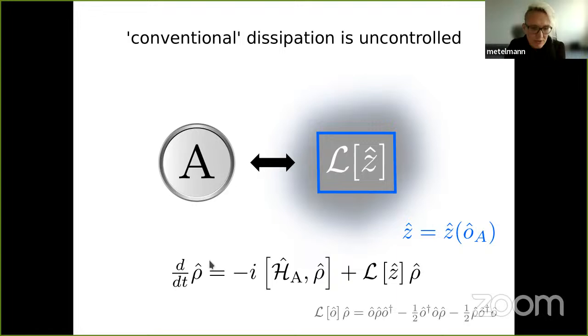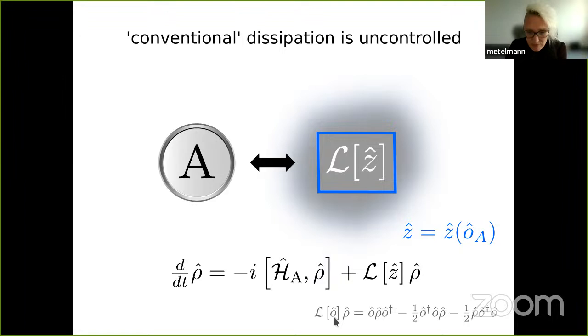So rho is here really just the state or the density matrix of our system A, is given by some part which can be coherent evolution, which is a Heisenberg or von Neumann equation. And in addition, the influence of the bath comes in mainly in this last term, which is our Lindblad operator. It's a superoperator, meaning the definition we have here. So this is really like O is here the jump operator.